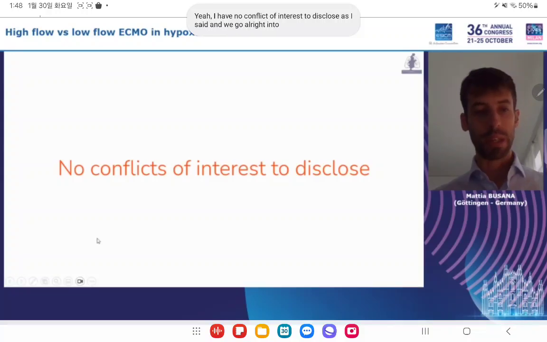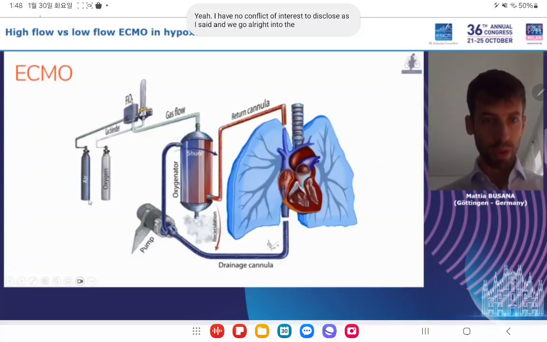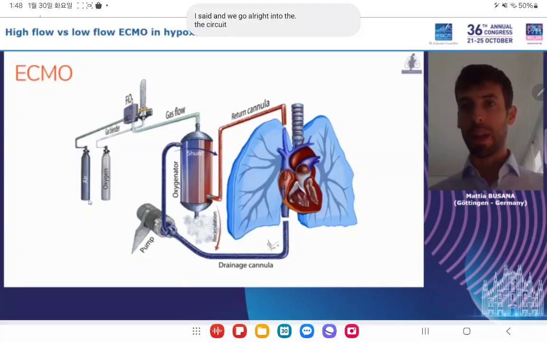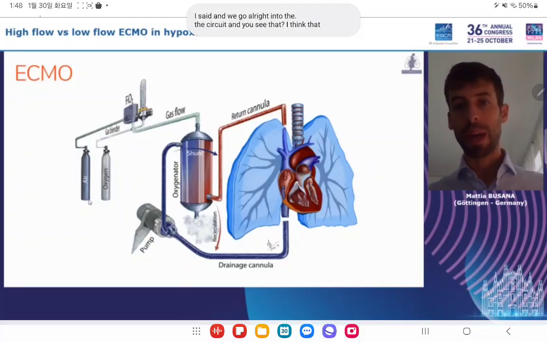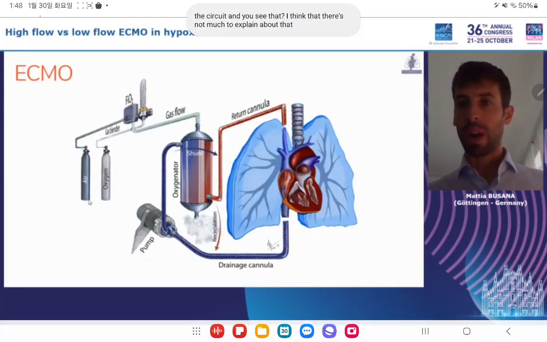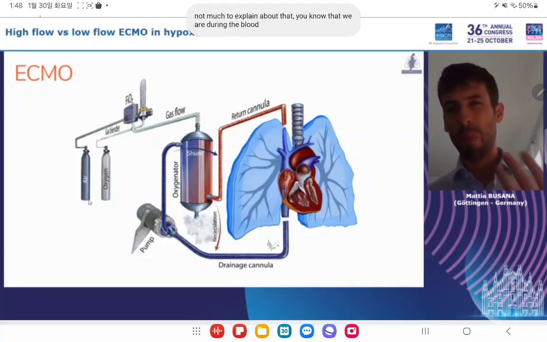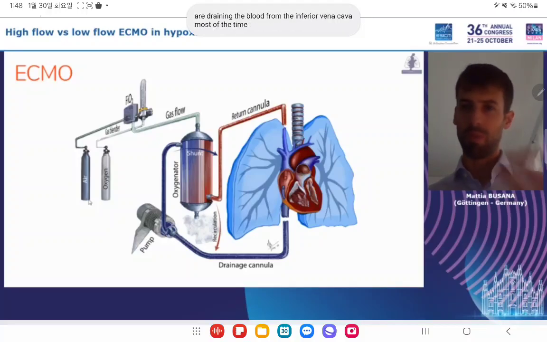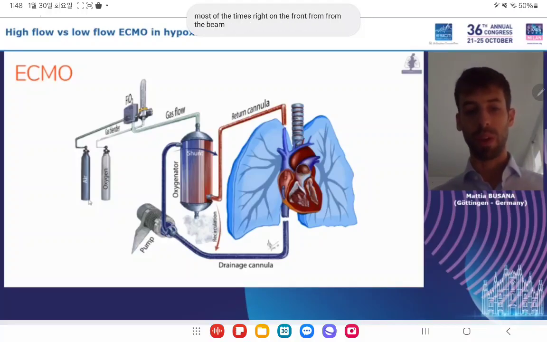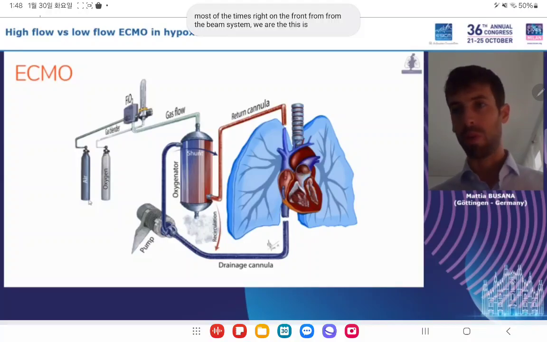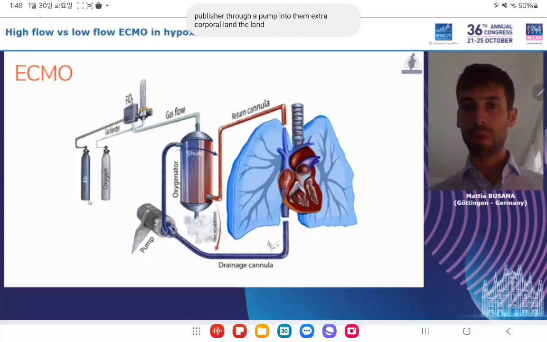We go right into the ECMO circuit, and I think there is not much to explain about that. You know that we are draining the blood from the inferior vena cava most of the times, right? From the venous system, this is pushed through a pump into the extracorporeal lung. The lung is oxygenating, decarboxylating, and the blood is returned to the systemic circulation.